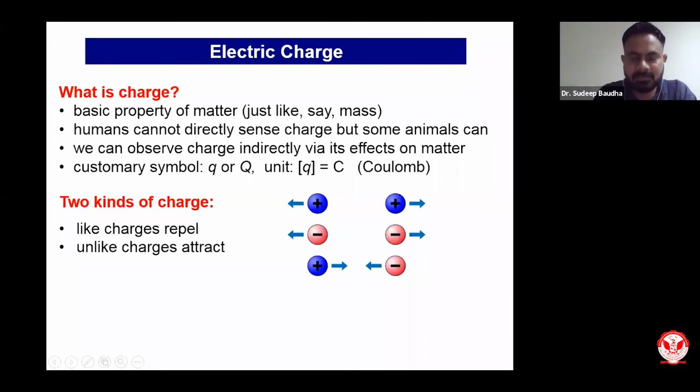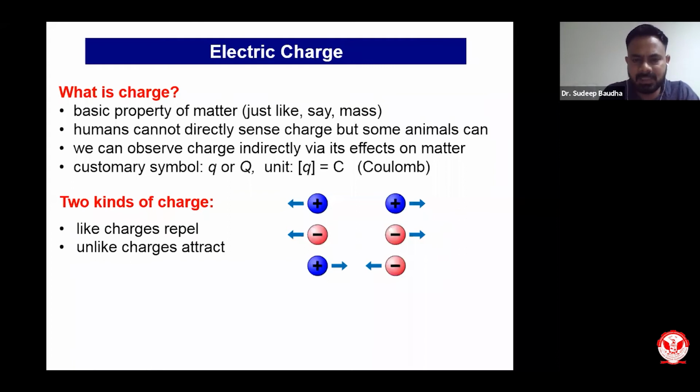And if I have positive charge and positive charge, then two positive charges and two negative charges will repel each other. I have indicated the arrows. So for the first two positive charges, they are repelling each other, in opposite directions. The same is true for two negative charges.